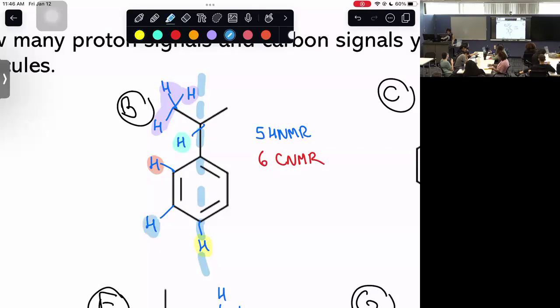Okay, for CNMR, very simple. 1, 2, 3, 4, 5, and 6. You're basically just counting your carbons in one plane. That's it.